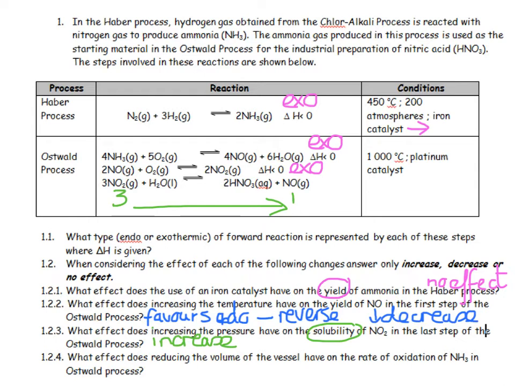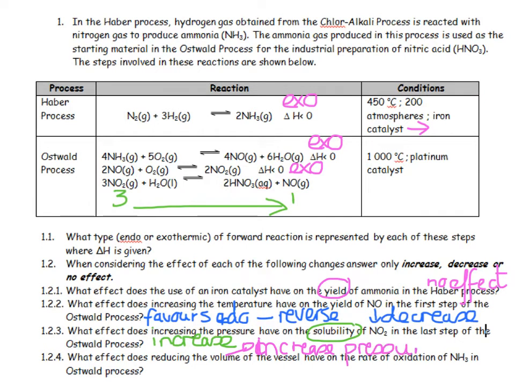So it is going to increase the solubility. What effect does reducing the volume of the vessel have on the rate of oxidation of ammonia in the Ostwald process? So ammonia is oxidized in this first step over here, and now we're going to reduce the volume. What does reduce volume really mean? It means increase the pressure.